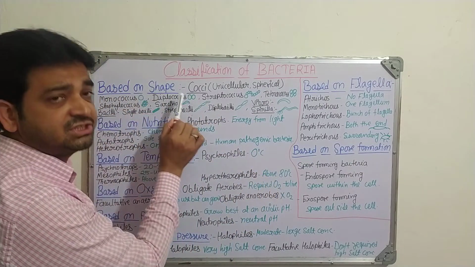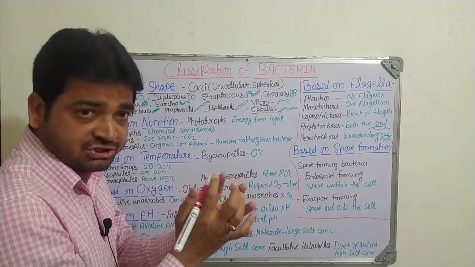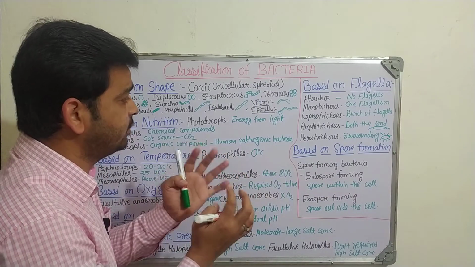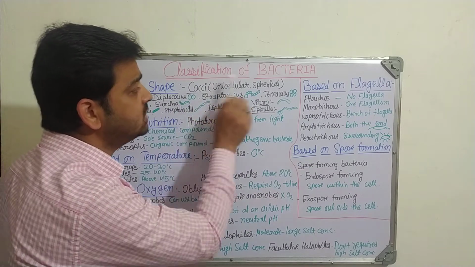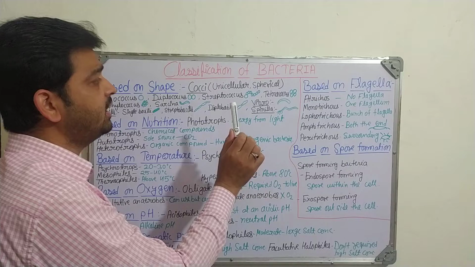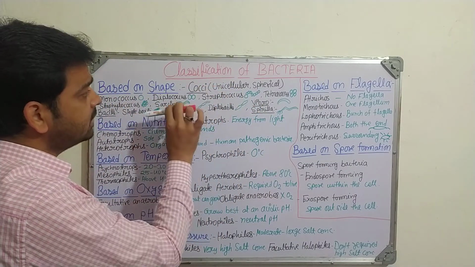First one is based on the shape. What is the particular structure of the bacteria? Accordingly we are going to classify. The first one is the cocci, C-O-C-C-I. Cocci means unicellular spherical, round shaped bacteria. Under this there are so many round shaped bacteria.